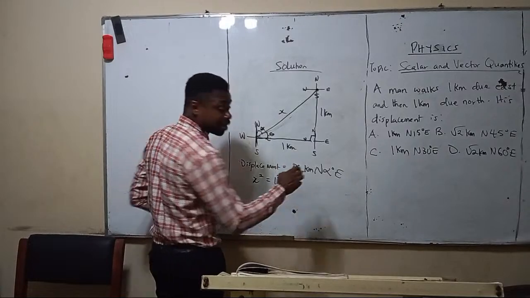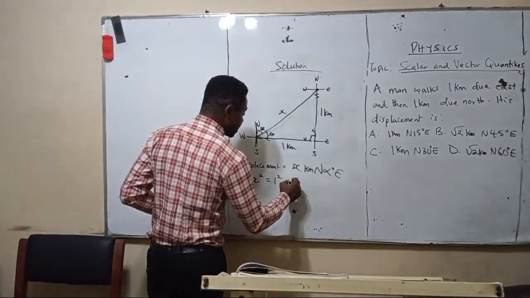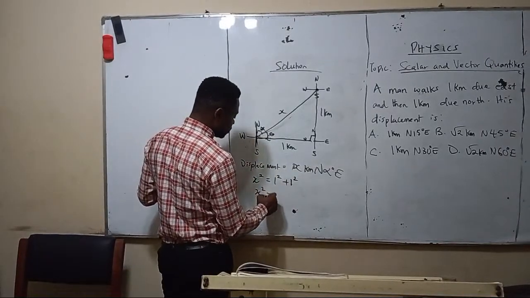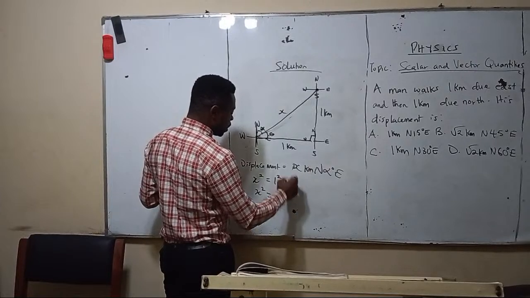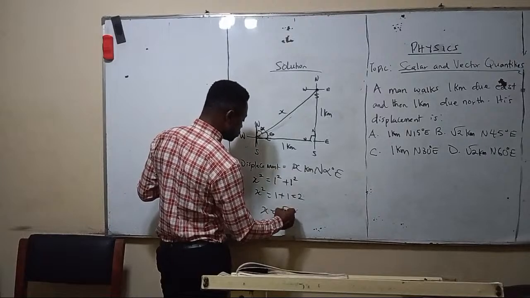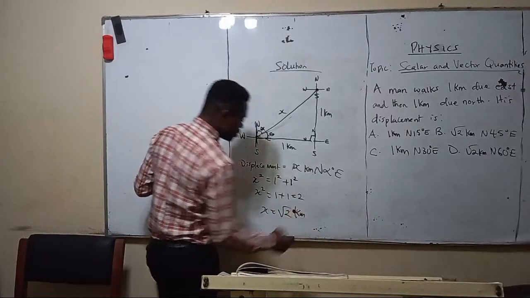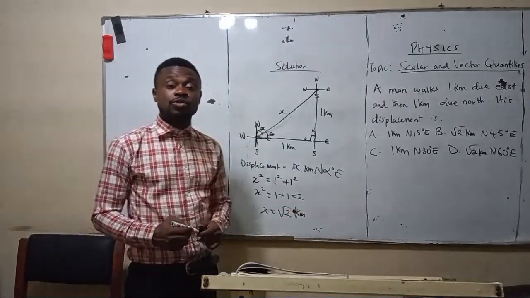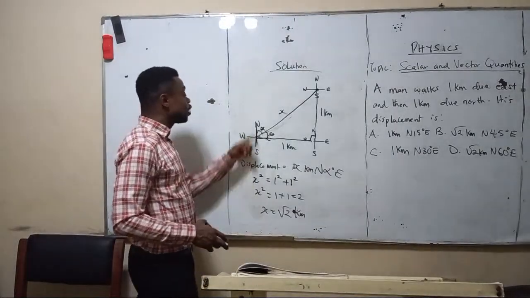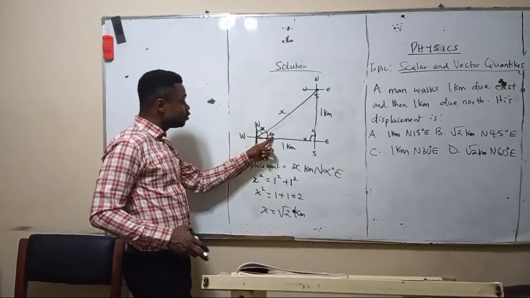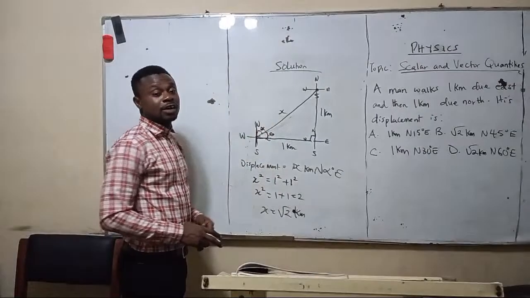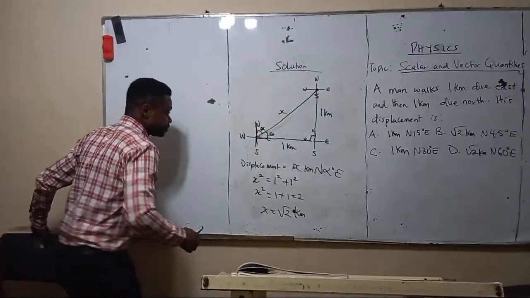Let me not bother putting kilometer until the end. So x square is equal to 1 square, which is 1, plus 1 square, which is 1, that is 2. So x is root 2 kilometer. We have found x to be root 2 kilometer. Now let's find this alpha. Before we can find alpha, we need to find this theta. And from this right angle triangle, remember our SOHCAHTOA.